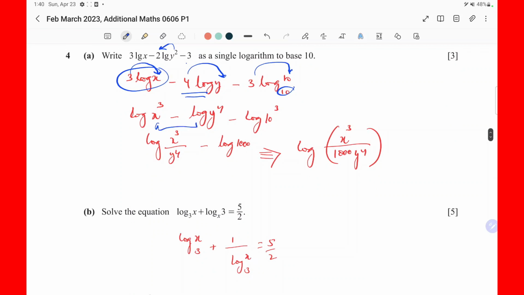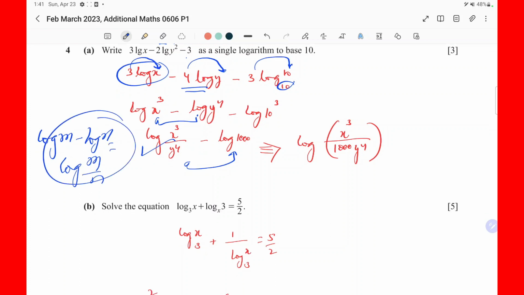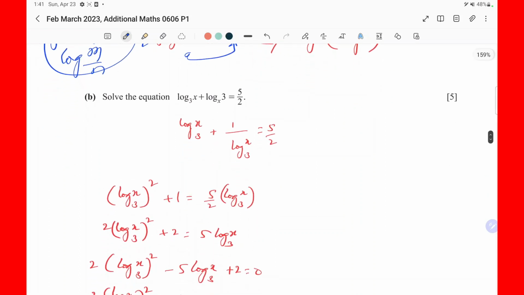Now I have combined them together, so this is log x cube over y to the power 4, because log x minus log y is log x over y, and this is log 1000. Now again we will take it in division, so this is log x cube over 1000 times y to the power 4. Here you just have to remember, you have to apply this result: log m minus log n equals log m over n. That's it, this result.